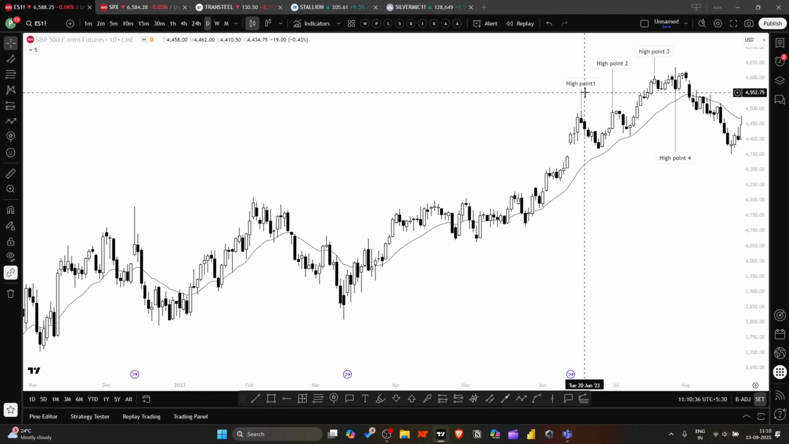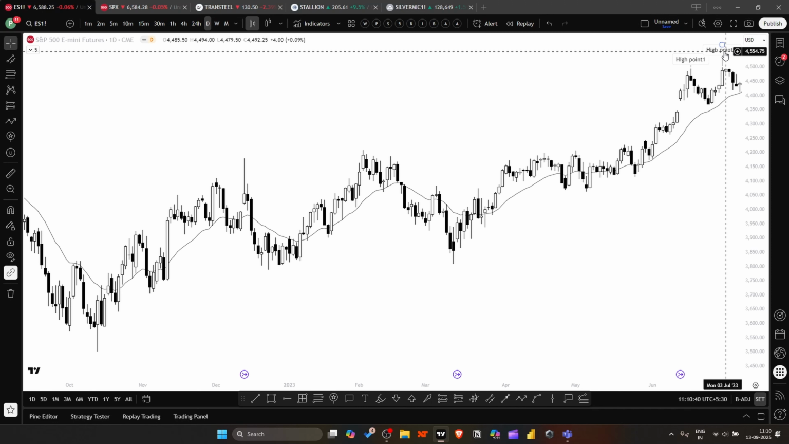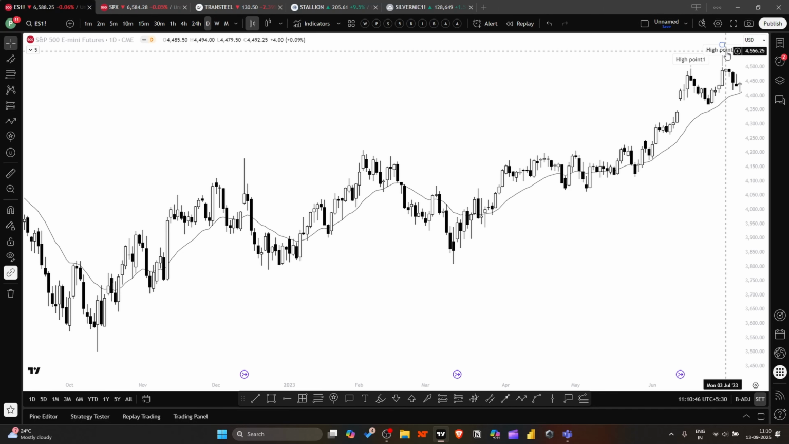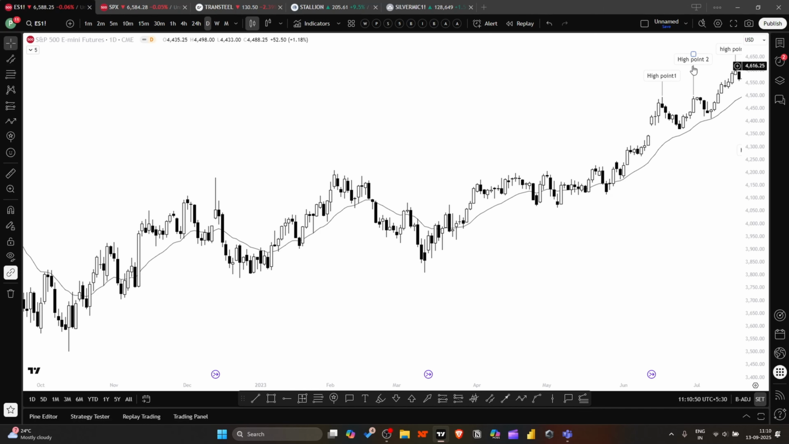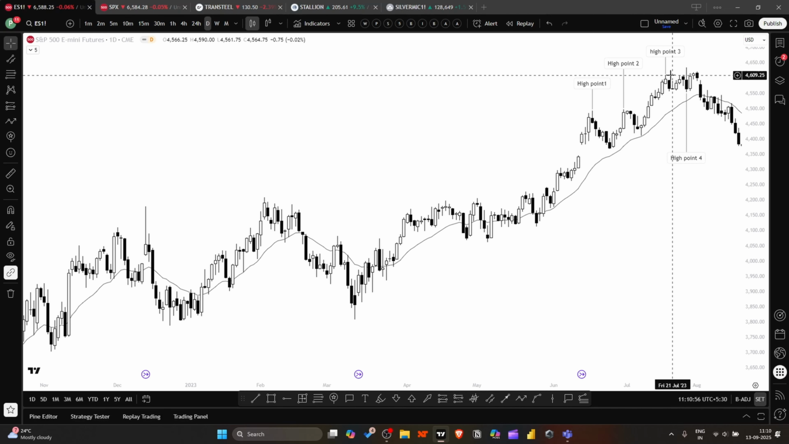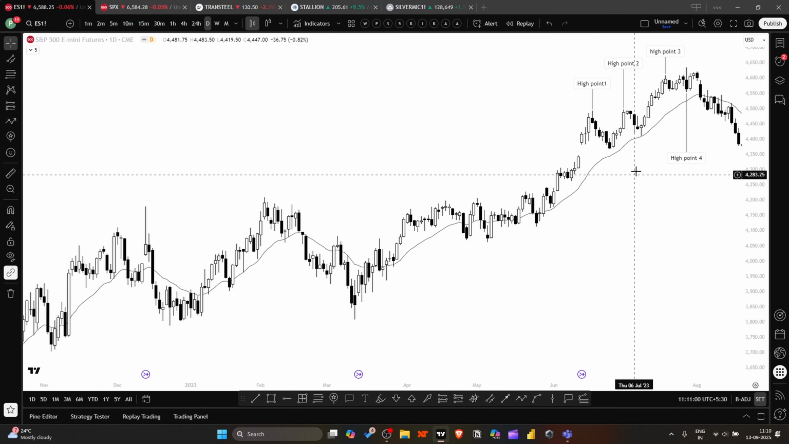So the current high, suppose we are here, which is high point two, is all we have seen. High point two is the current high and it is higher than the previous high. So higher high. Again, high point three got printed and it is higher than high point two. So higher high, higher high. Again, high point four got printed and it went beyond high point three. So higher high, higher high.